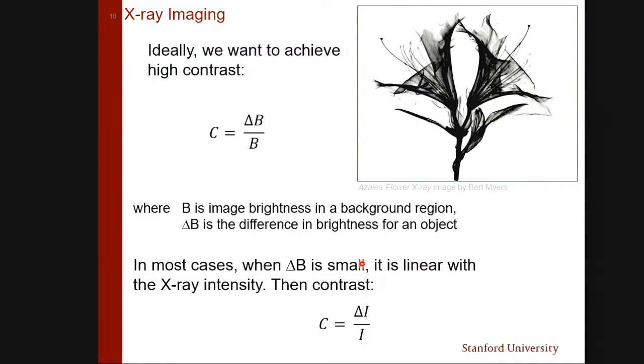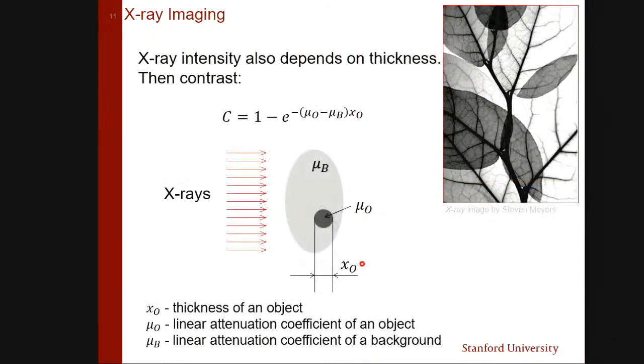And the detector will count your counts, right? So the detector counts photons, means you're counting the intensity. So this is nice. Another thing is that X-ray intensity will also depend on thickness. Let's say you have one leaf and you have two leaves, of course intensity changes, and that's related to the linear absorption attenuation coefficients of the background and of the object. For example, if you think this is the object, this is the background, and this is the object, so you'll have this relationship of the contrast here.